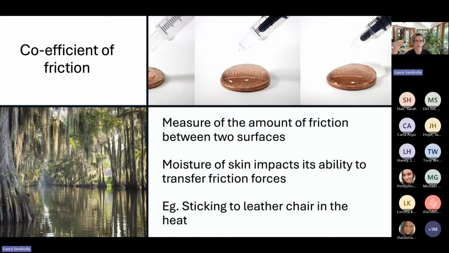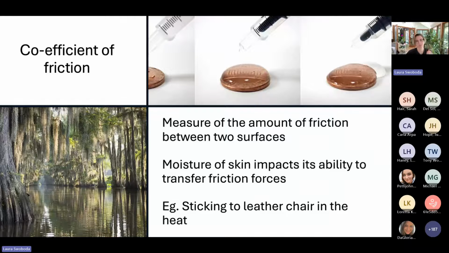So the coefficient of friction is the measure of the amount of friction between two surfaces, whether it's the skin and a therapeutic support surface or a penny and the water. But moisture is going to impact the skin's ability to transfer those friction forces. So instead of a wider surface area, with the skin transferring those forces amongst itself and not getting as much deformation, we're going to have more of an impact directly to the skin when it's moist.